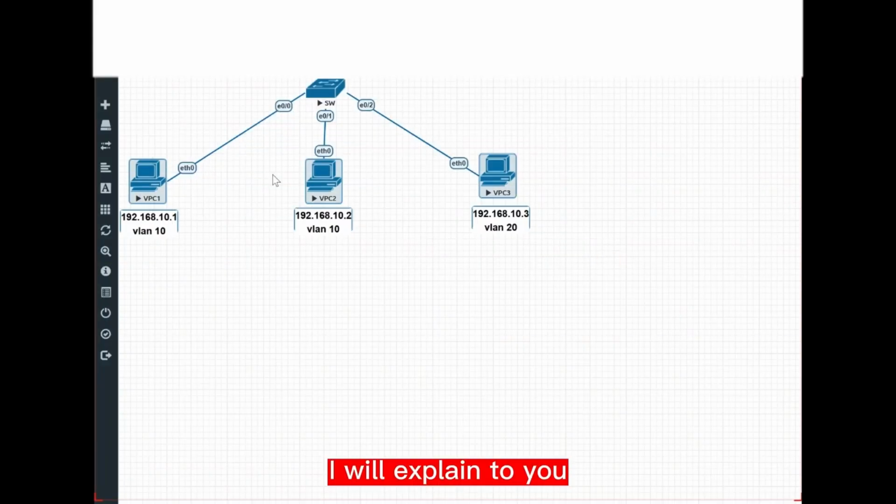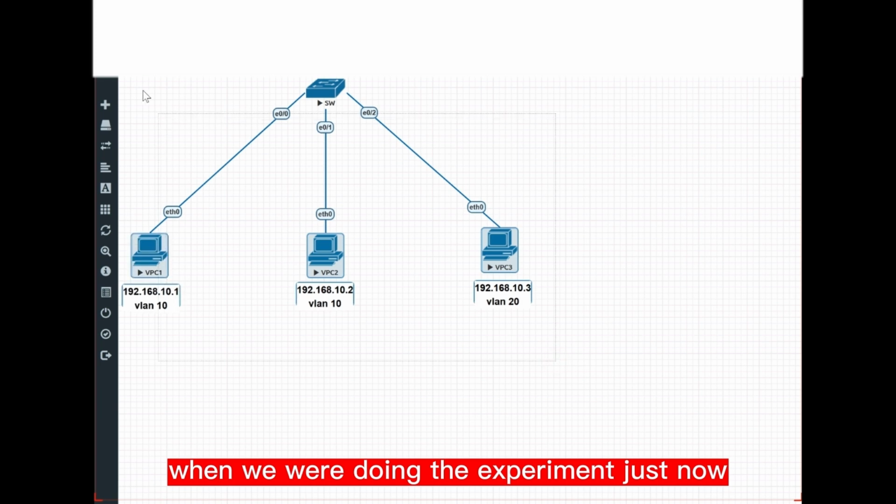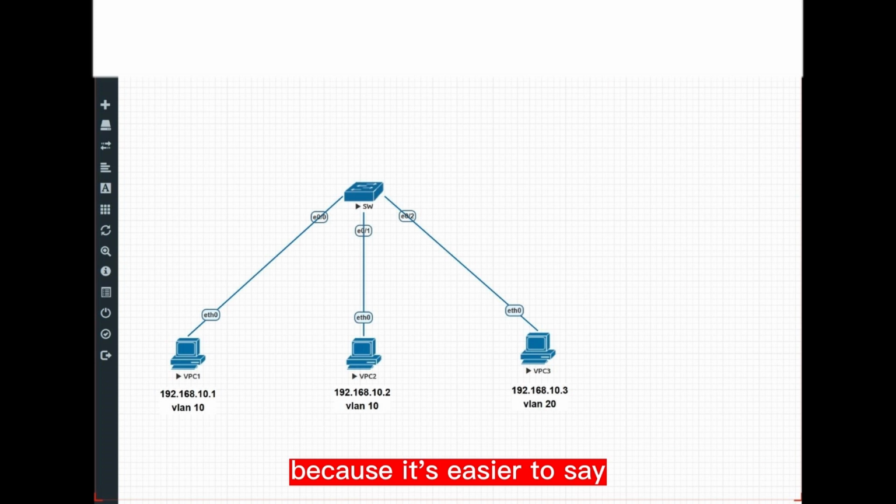I will explain to you. You will find, when we were doing the experiment just now, usually when we are doing layer 2 VLAN experiments, we all prefer to put it on the same network segment, because it's easier to say. Let everyone intuitively see some of its corresponding problems.